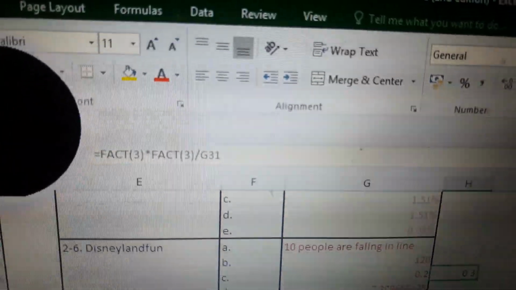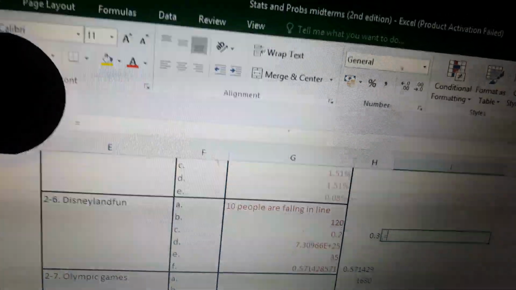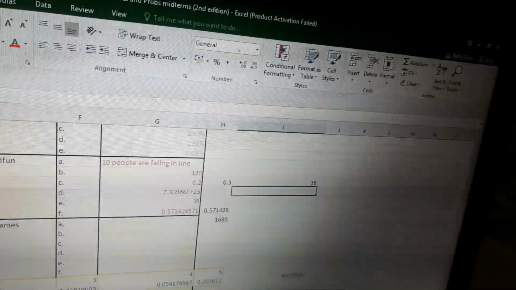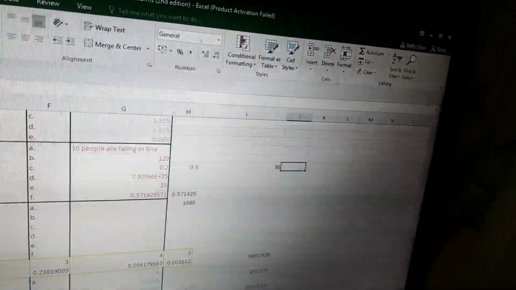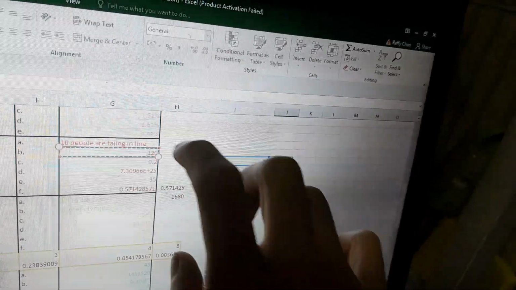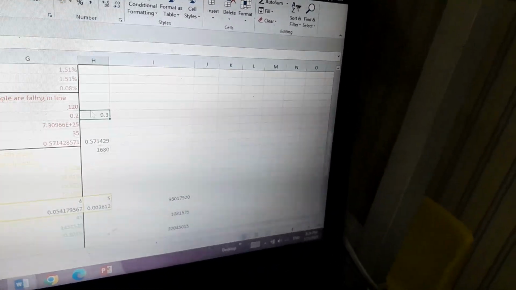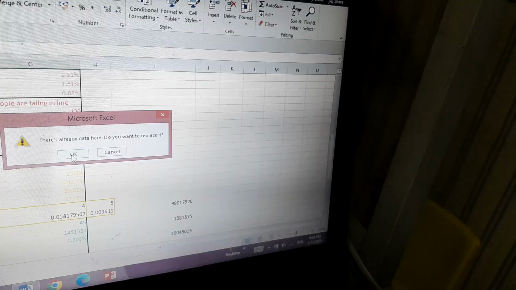So 3 factorial times 3 factorial equals, what's 3 factorial times 3 factorial? Remember? 3 factorial squared. That's supposed to be 36. And then we need to divide that by 36 divided by n minus 1 factorial. And you're supposed to get this answer. So this 0.3, that is the correct answer. So this is the correct answer. 0.3, not 0.2. So sorry, okay?